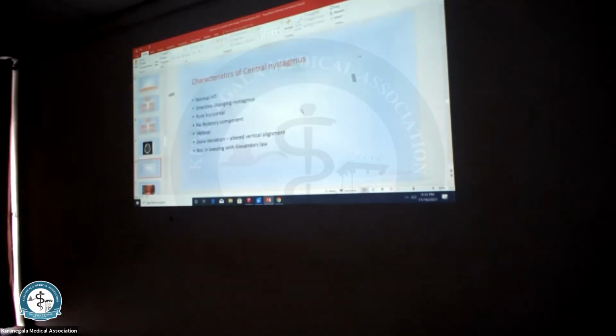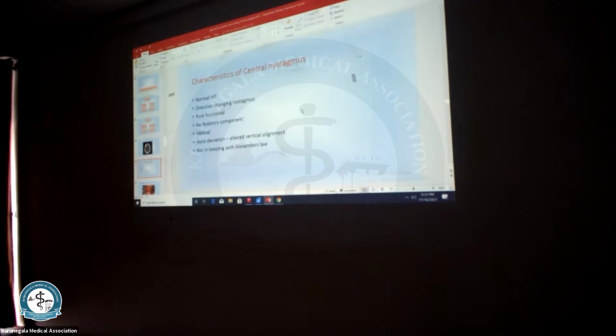So the characteristics of central nystagmus are that they have a normal head impulse test. Their direction of nystagmus can change. It will be purely horizontal or purely vertical. You don't see a combination of horizontal and rotating components like in the vestibular neuritis patient. And we have other features which we call skew deviation. And this Alexander's law, I will skip that part.